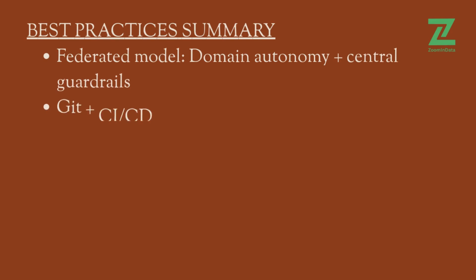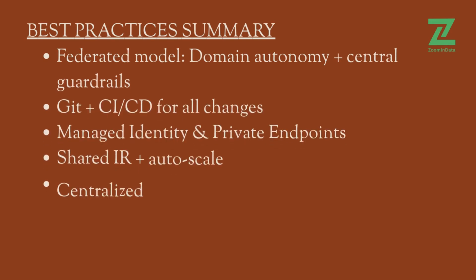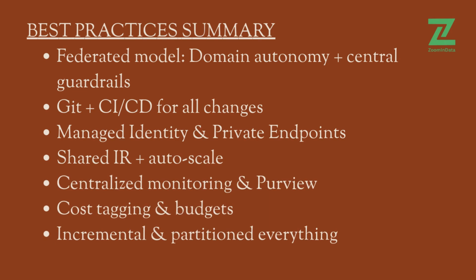Summarizing best practices. Adopt a federated model with domain autonomy under central guardrails. Use Git and CD for every change. Mandate managed identity and private endpoints for security. Share integration runtimes with auto-scaling. Centralize monitoring via Azure Monitor and Purview for lineage. Enforce cost tagging and budgets. Make incremental loads and partitioning standard to keep performance and cost in check.